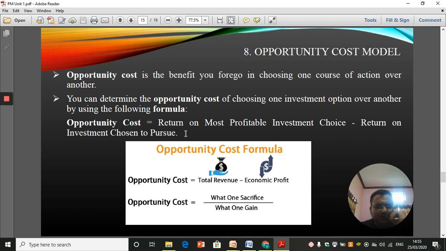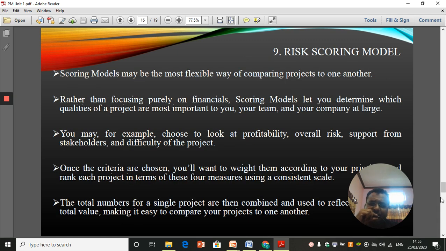So whenever you want to find out the opportunity cost, you have to find out the return on the most profitable investment choice minus return on the investment chosen to pursue, or opportunity cost is what one sacrifices divided by what one gains. Simply, basically, opportunity cost means the cost which a person foregoes while choosing one project over another, and that is what it is. Let us go for a scoring model.